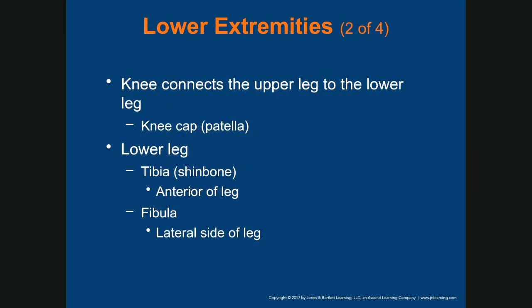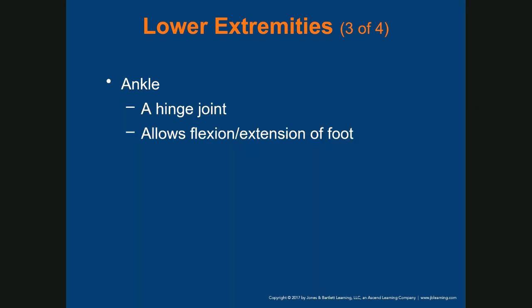Then we have the knee, which connects the upper leg to the lower leg, and the kneecap is referred to as the patella. You have the lower leg, which consists of the tibia, which is the shin bone, which is more anterior, and the fibula, which is more lateral. Lateral would mean it's moving away from the midline. At the ankle region, you have a hinge joint, and it allows flexion and extension of the foot.